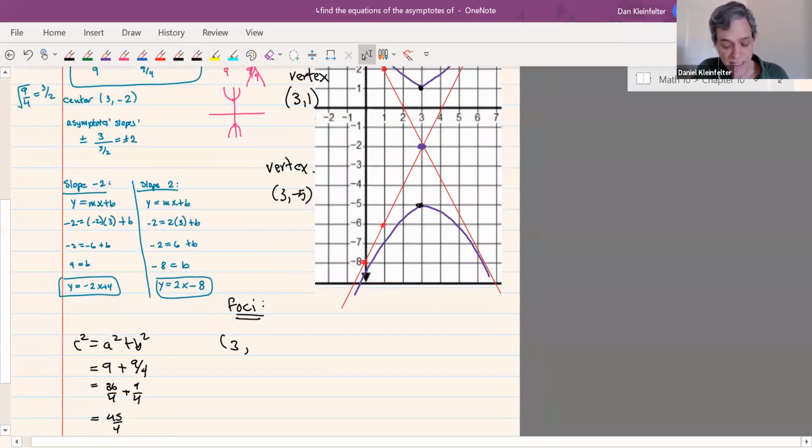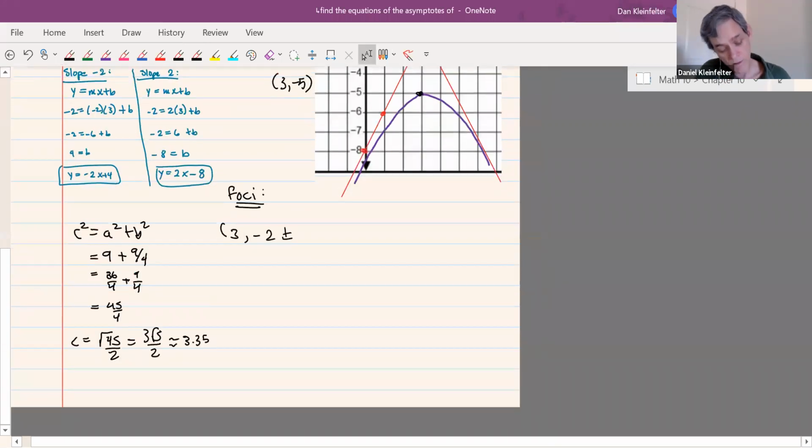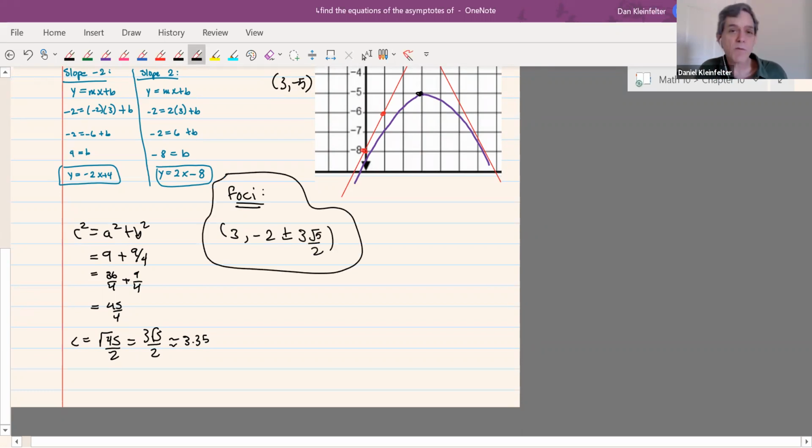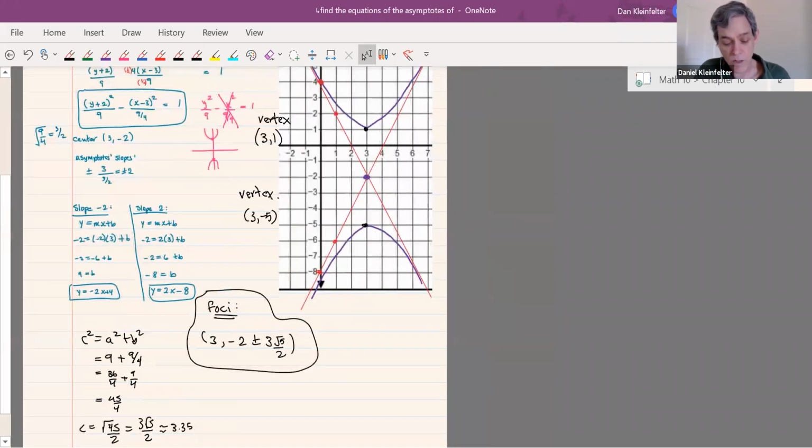So it will be the center, which was at y = -2, plus or minus that amount. So this will be -2 plus or minus 3√5/2. Okay, so that will be our foci. All right, so that one was probably easily the most complicated hyperbola that we had.